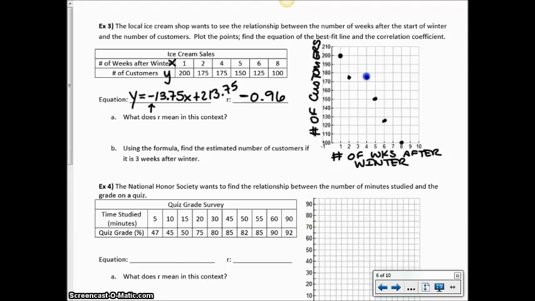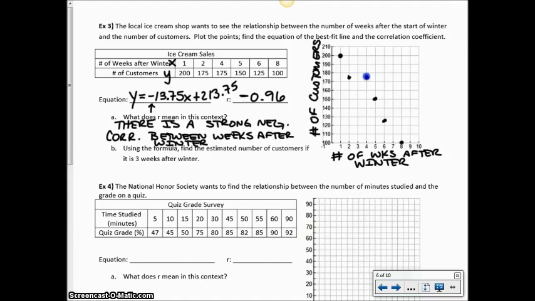So what does the r mean in this context? So it means there is a strong negative correlation between weeks after winter and customers.